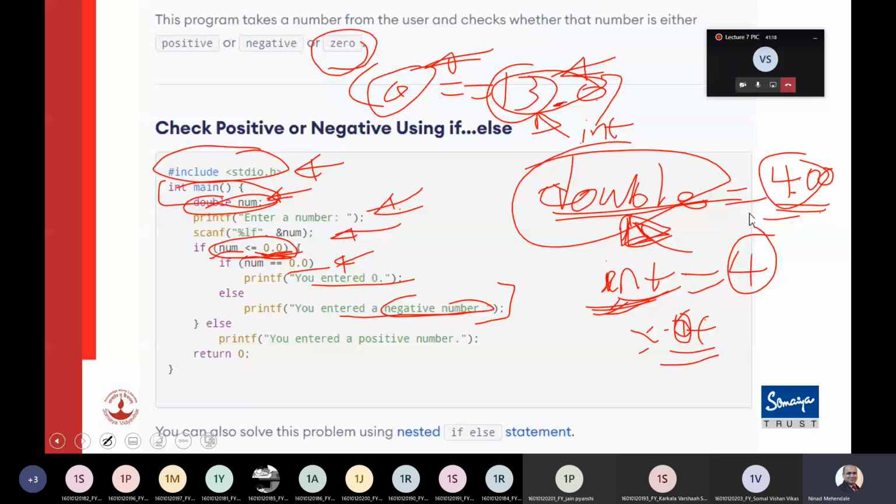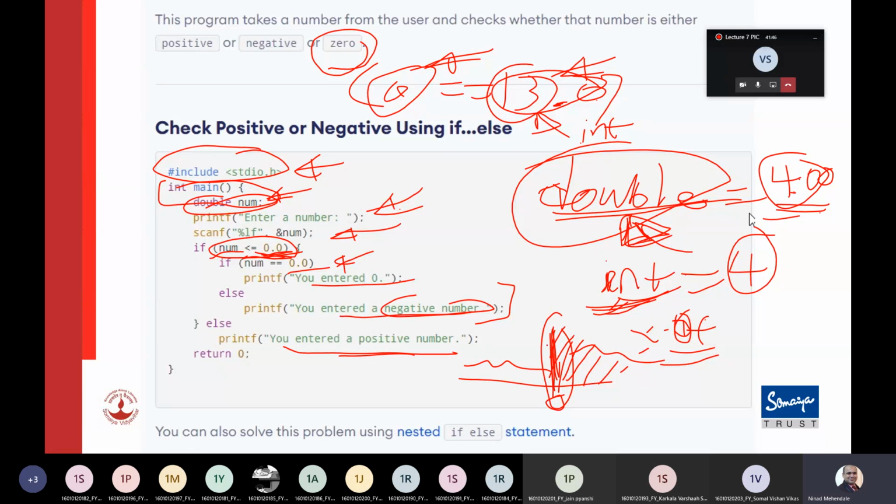If not, then it's a positive. Remember, at 0, it's neither a positive nor a negative number. People just make a mistake of just comparing it with 0. So just check whether it is less than 0, it is definitely a negative number. But if it is more than 0, it is definitely a positive number. At 0, you have to say it's a 0.